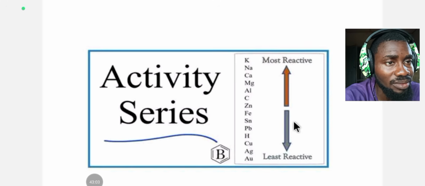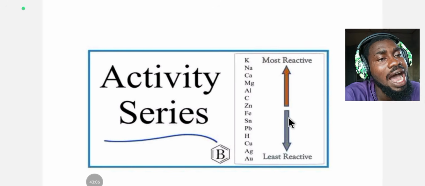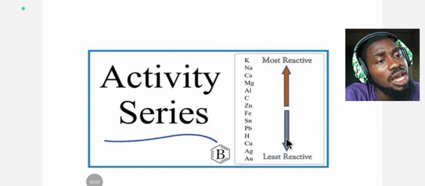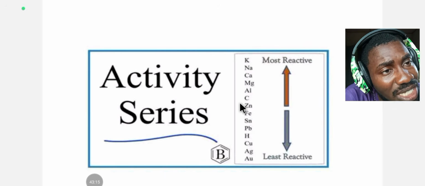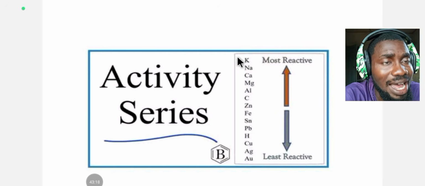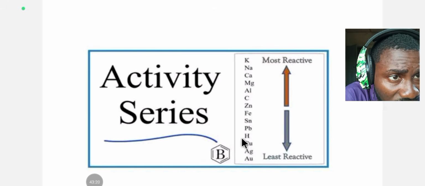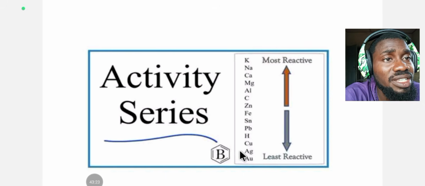So this is the activity series. You can see the arrow as it goes down. Take note of the color codings. As it goes down, least reactive. The reactivity of the element reduces as it goes down. That's the trend: as you go down this activity series, the reactivity decreases.